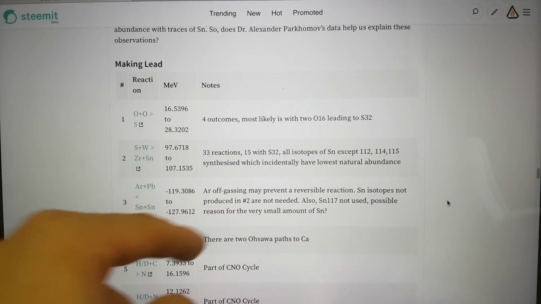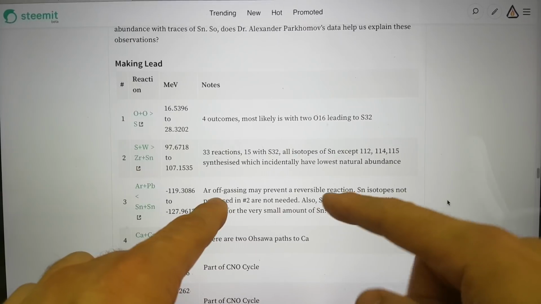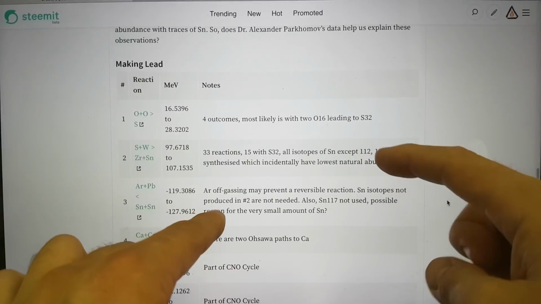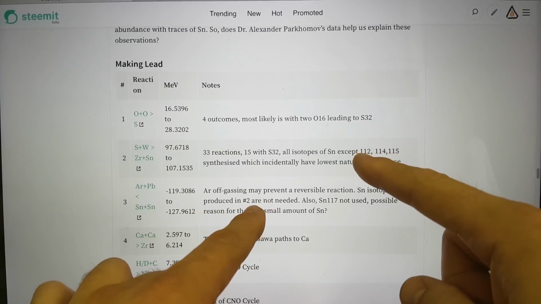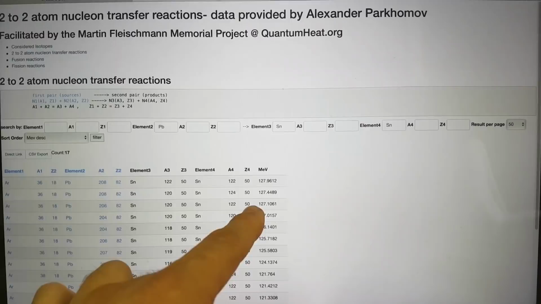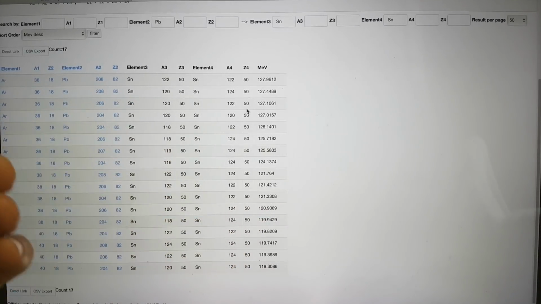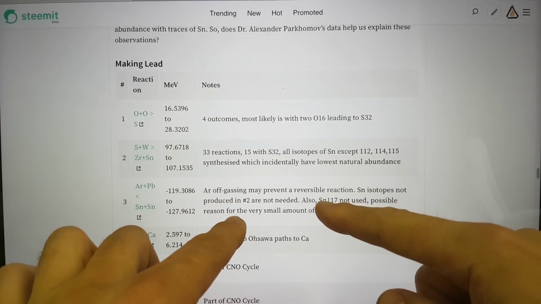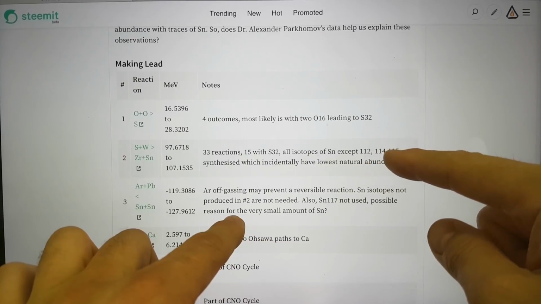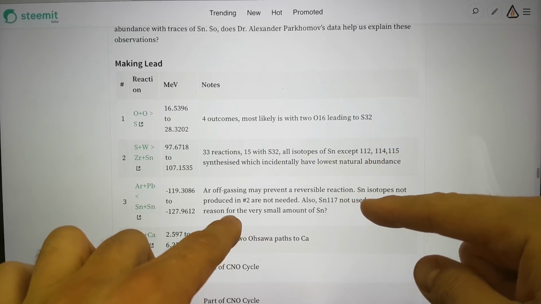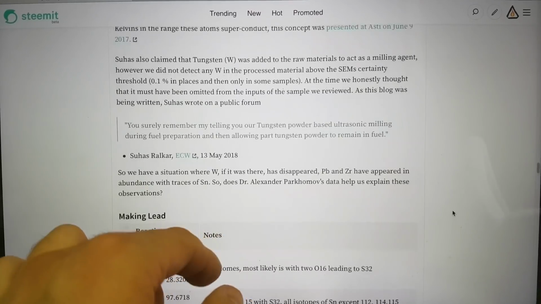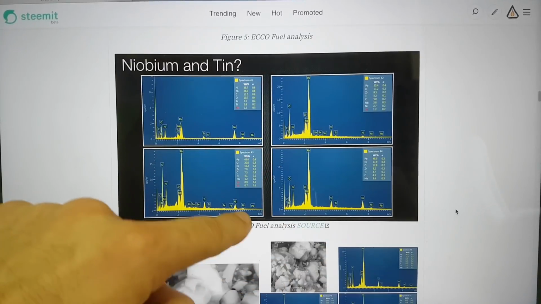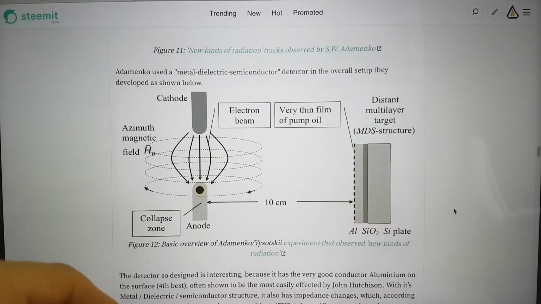And so what I'm saying here is argon off-gassing may prevent a reversible reaction. Tin isotopes are not produced in this reaction, are not needed. So 112, 114, and 115 do not appear in these reactions where you have tin and tin going to lead and argon. And so they're not needed. And in addition, tin 117, which is produced in this reaction, also is not used. And potentially, this might be the reason why we have these kind of trace amounts of tin appearing here, Sn here, Sn here, which are below the detection threshold.